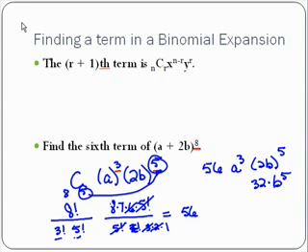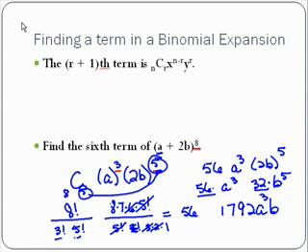So now my last step is to clean this up. So the best way to write that is to go ahead and take the 56 times the 32, and I get 1,792. And then I'll take the a, because it was the first one in this sequence, cubed, and then b to the fifth.